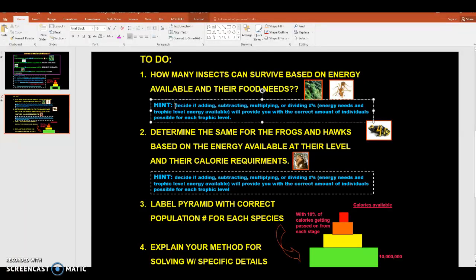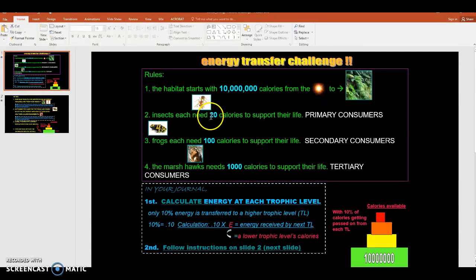So you need to know how many calories are available at the trophic level of the ants. And based on that, you then have to decide: am I going to add, subtract, multiply, or divide how many calories one ant needs? It says here that insects need 20 calories. So each ant needs 20 calories to survive. So if one ant needs 20 calories, how many ants can survive? How many ants can share all the calories available at their trophic level?